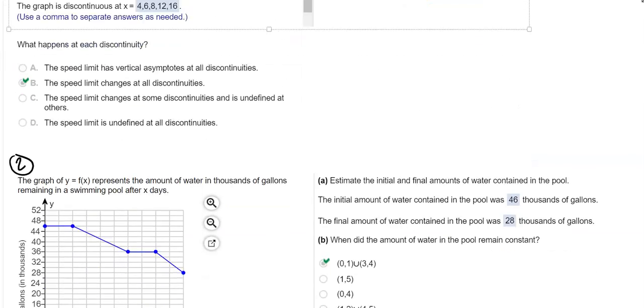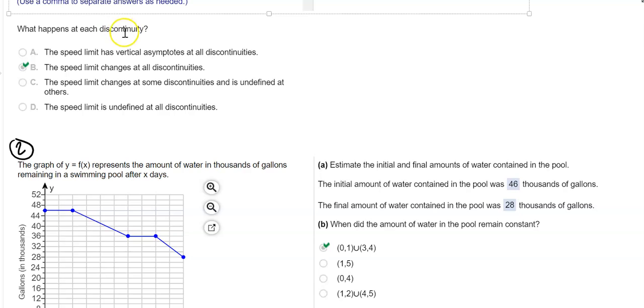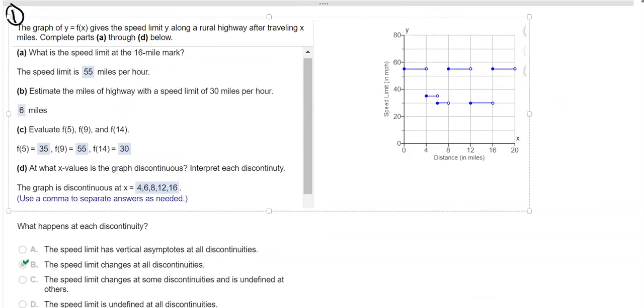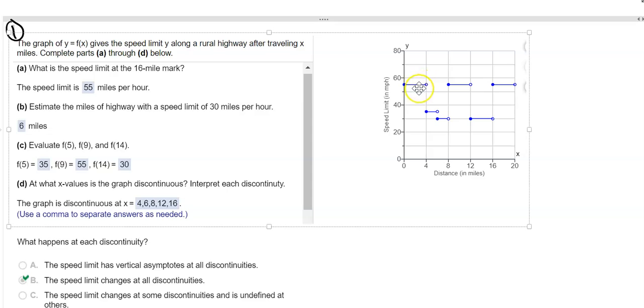Then it says what happens at each of these discontinuities. That's when we have a change in our miles per hour or speed limit. So here I'm at 55, and then it changes at this discontinuity to 35.